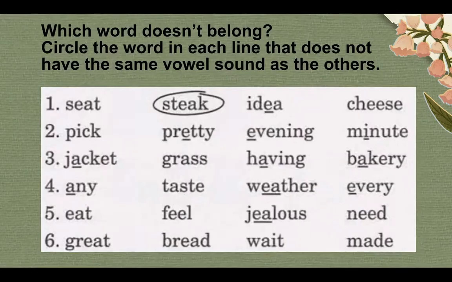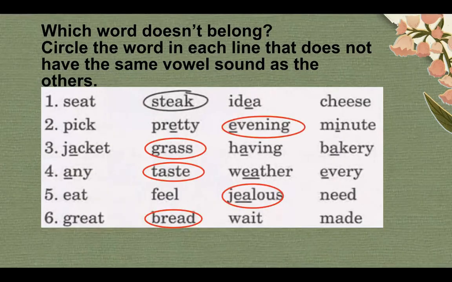We have which word doesn't belong. Circle the word in the line that does not have the same vowel sound as the others. We have 6 lines here, and line 1 is an example. Line 1 is seed, steak, idea and cheese. We already have the word steak doesn't belong in this line. So your mission is to find what doesn't belong in the remaining five lines.